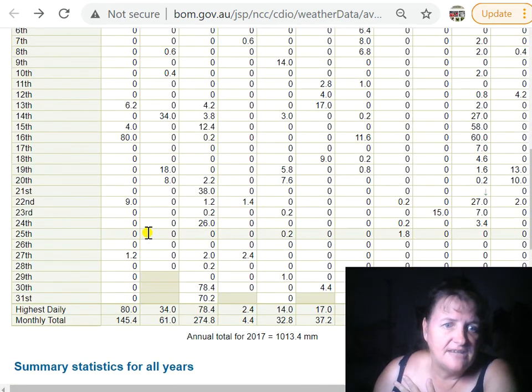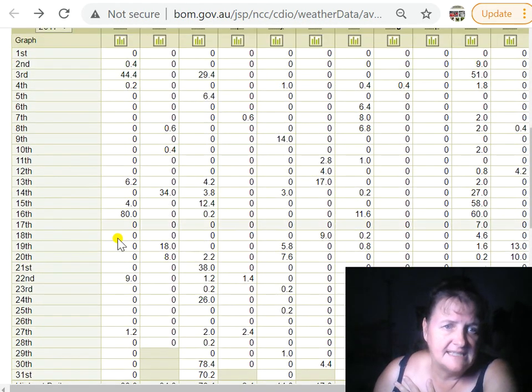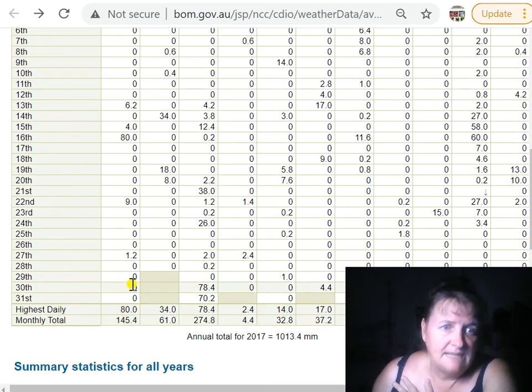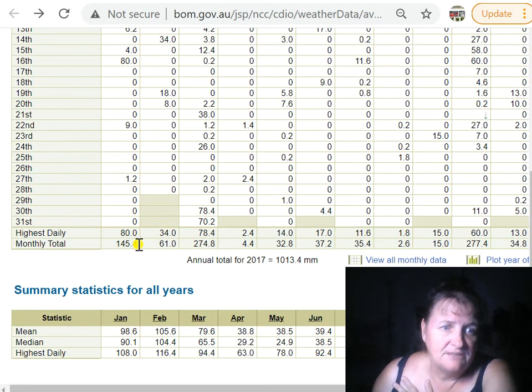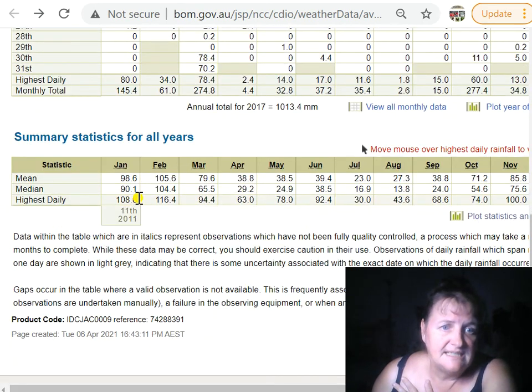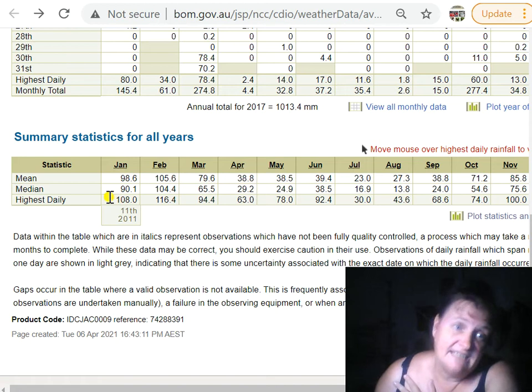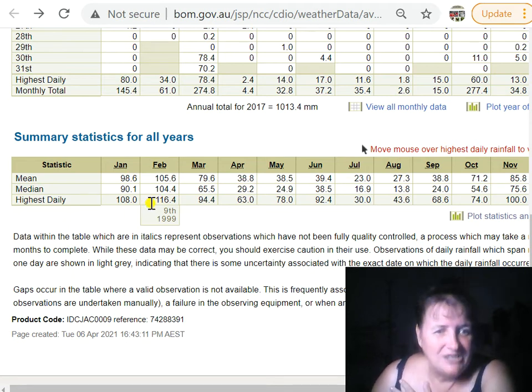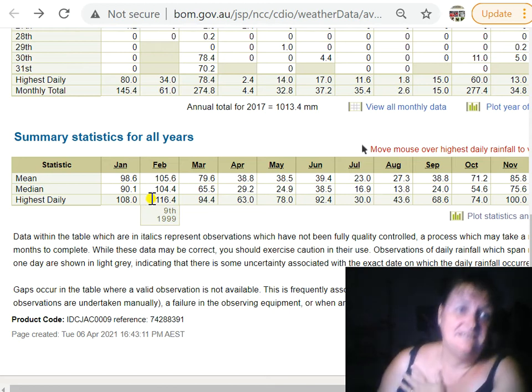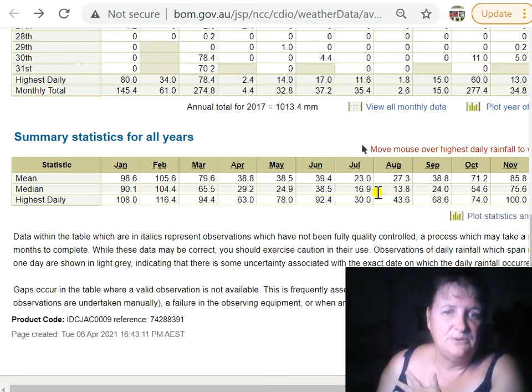So it shows you the actual rain totals for the Atkinson's Dam from a daily perspective, and it tells you how much the monthly rainfalls were in the highest daily. And then you've got the statistical information down here, so it actually shows the highest daily rainfall was on the 11th of January 2011, and then 1999 had 116 millimetres. So it gives you all this information.